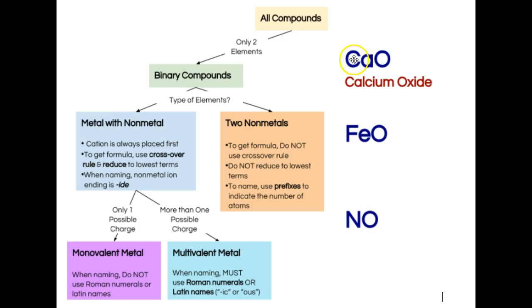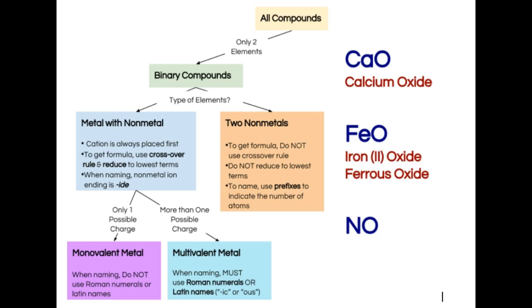I also noticed that calcium is a monovalent metal, which means that it can only have one possible charge, and so I don't need to use any Roman numerals or any Latin names or any of that business. So hopefully you got that right. Let's check out the next solution.